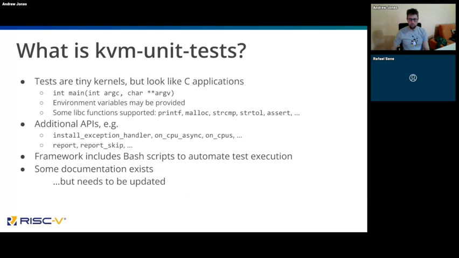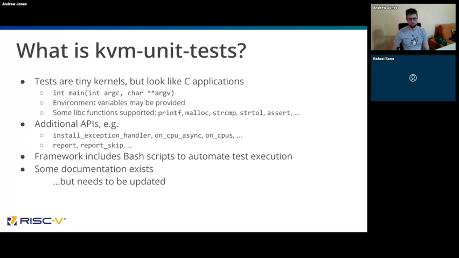And then other libc functions, some of the most popular ones, are also implemented and supported. So when you write your test, you can kind of write it like you're writing a C app. Of course, you're not writing a C app. You're writing C code for a tiny kernel. So when you need the exception handlers and to launch tasks on other harts and whatnot, then we have the API for that as well. I have a couple examples listed there in that first sub-bullet of the second bullet.